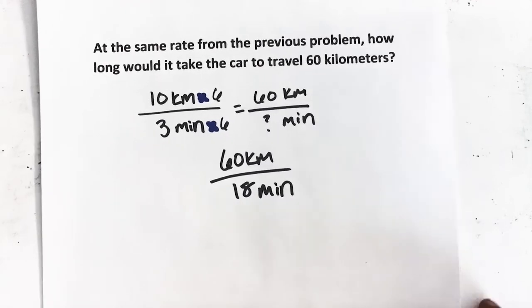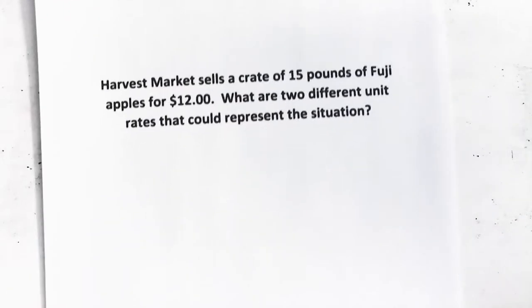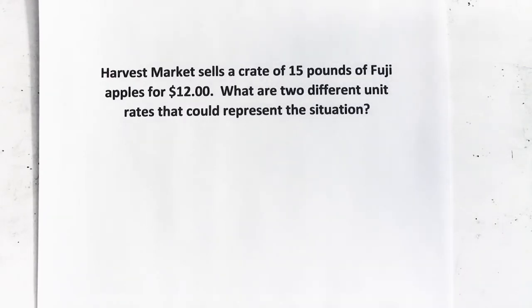We're going to look at two ways to use a rate to represent relationships between the given units. Remember, in rates, the units are not the same when comparing two quantities, like miles per gallon or cost per ounce. So here is our next problem. This problem says, Harvest Market sells a crate of 15 pounds of Fuji apples for $12. What are two different unit rates that could represent the situation?